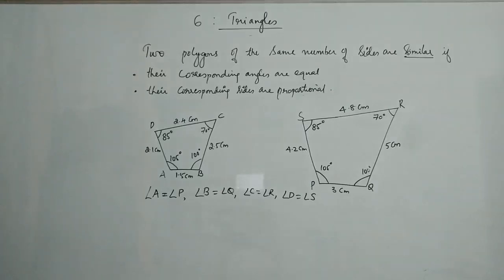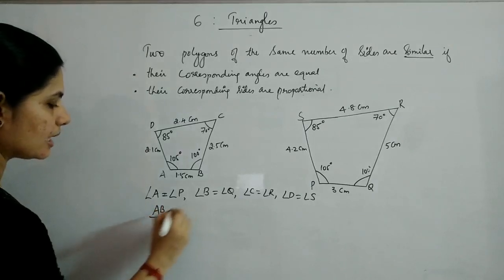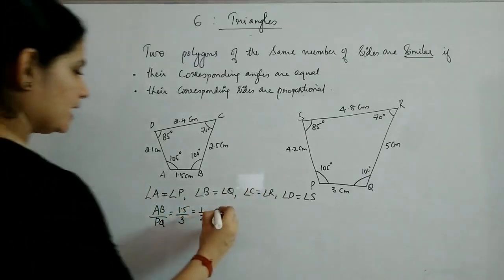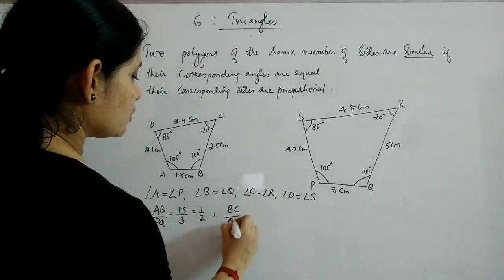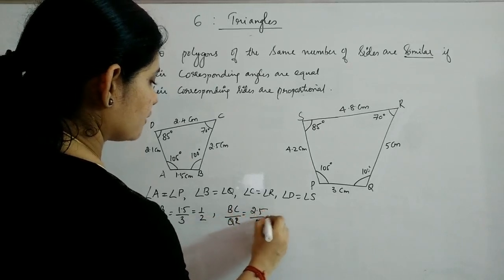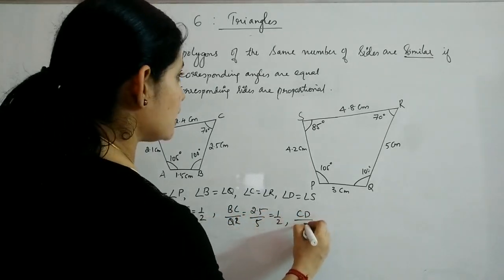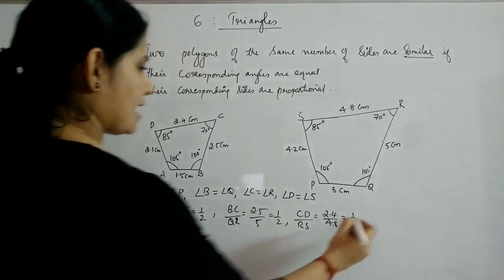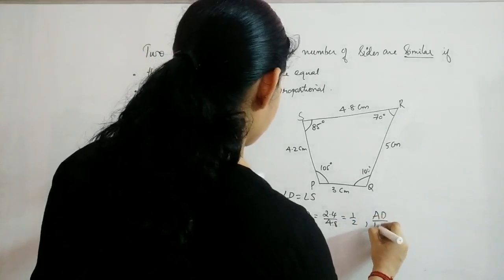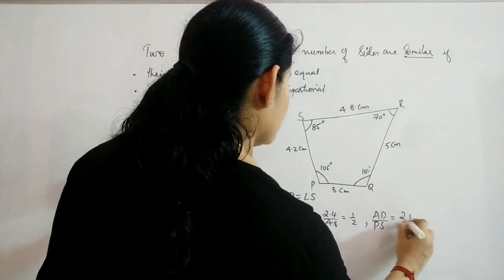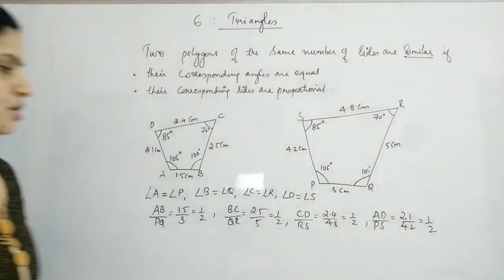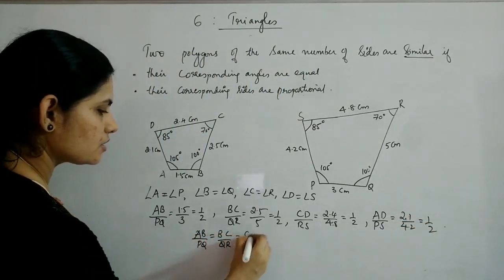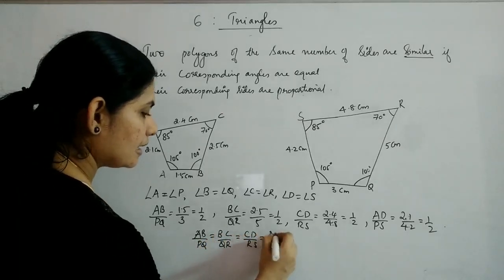Then we have to look for the corresponding sides. So what will be AB divided by PQ? AB is 1.5 and PQ is taken as 3. That means you are getting 1 by 2 here, right? Then you have BC divided by QR, which is 2.5 by 5, which is again 1 by 2. Then you have CD divided by RS, which is equal to 2.5 by 4.8, which is equal to 1 by 2. And AD divided by PS is equal to 2.1 by 4.2, which is also 1 by 2. So you can say that AB by PQ is equal to BC by QR is equal to CD by RS is equal to AD by PS.